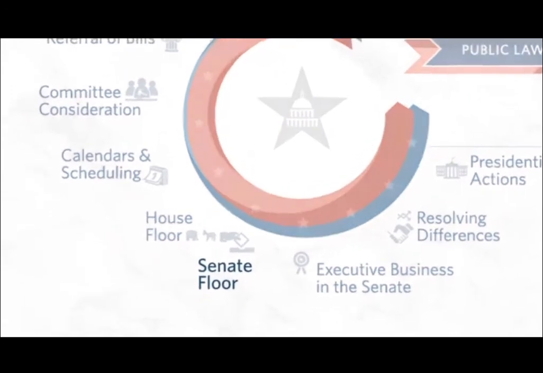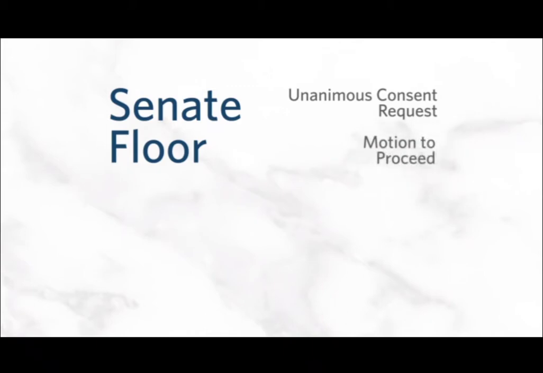To consider a bill on the floor, the Senate first must agree to bring it up, typically by agreeing to a unanimous consent request or by voting to adopt a motion to proceed to the bill, as discussed earlier. Only once the Senate has agreed to consider a bill may senators propose amendments to it.